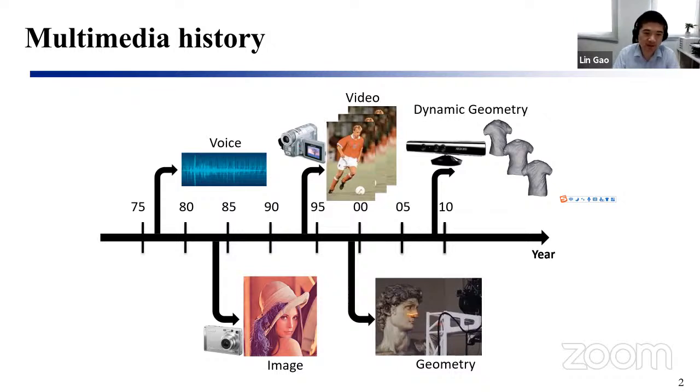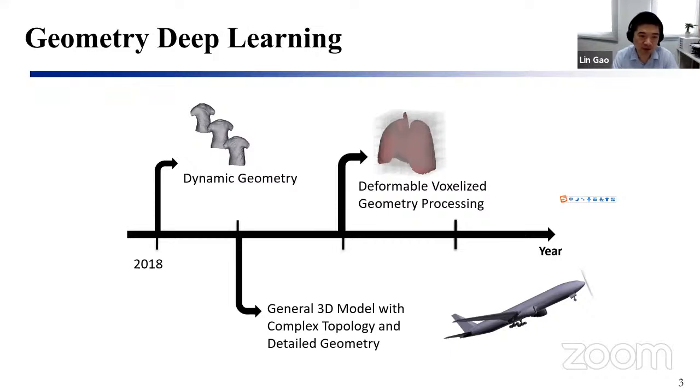Next, the challenge of multimedia processing is high-dimensional data, such as dynamic geometry or 3D models with complex topology and detailed geometry. These 3D models are quite challenging for deep learning, especially for generative models.